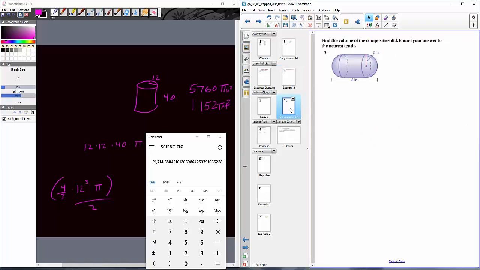I want you to try to do the same thing with this one. Again, you have 2 hemispheres, I guess 1 sphere altogether, and then you have this cylinder in the middle. So try to figure this one out.